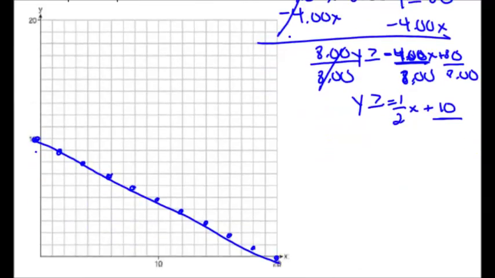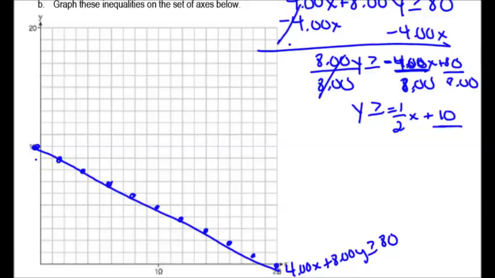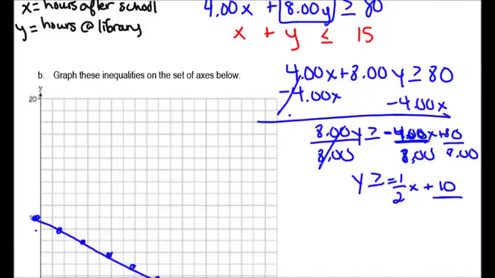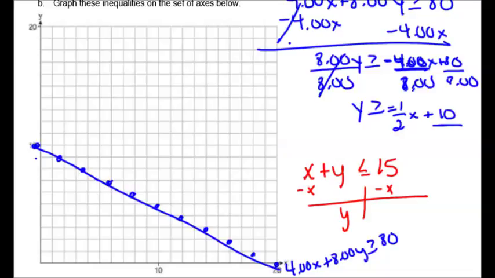Then we're going to get Barley up here to do the red one. So it's 4X plus 8Y was greater than or equal to 80. And then we'll do the shading after we get both of them up there. All right, so for the second line, X plus Y is less than or equal to 15. Again, we want to get the Y by itself, so we always move the X over, subtract X from both sides. We'll get Y is less than or equal to negative 1X plus 15.